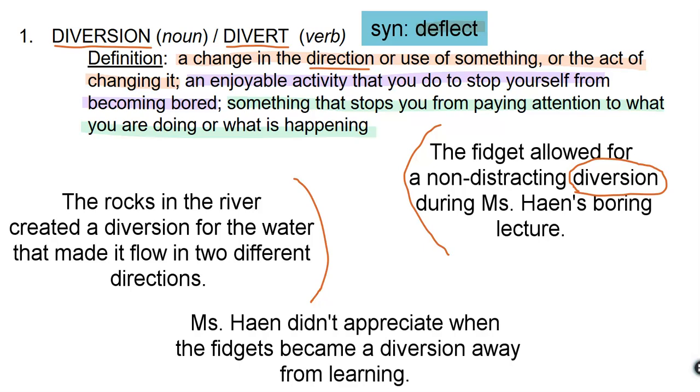So there are a couple of different ways to use diversion or divert. You could also say that the fidgets diverted the students' attention, the rocks diverted the water. Ms. Haynes didn't appreciate that the attention of her students was diverted from what they were learning to the fidgets. I know this is a longer video than usual, but diversion can be a positive, a negative, or a neutral thing, depending on the action or the activity that they are engaging in, the diversion itself.